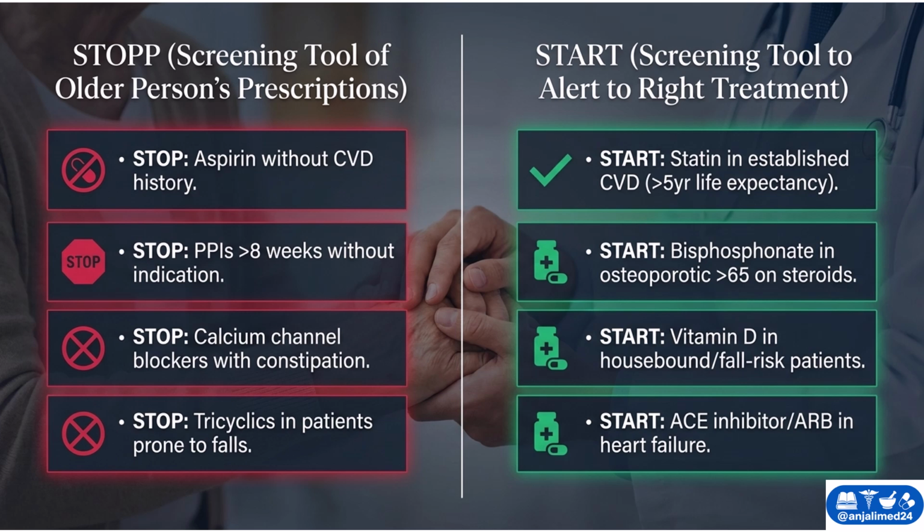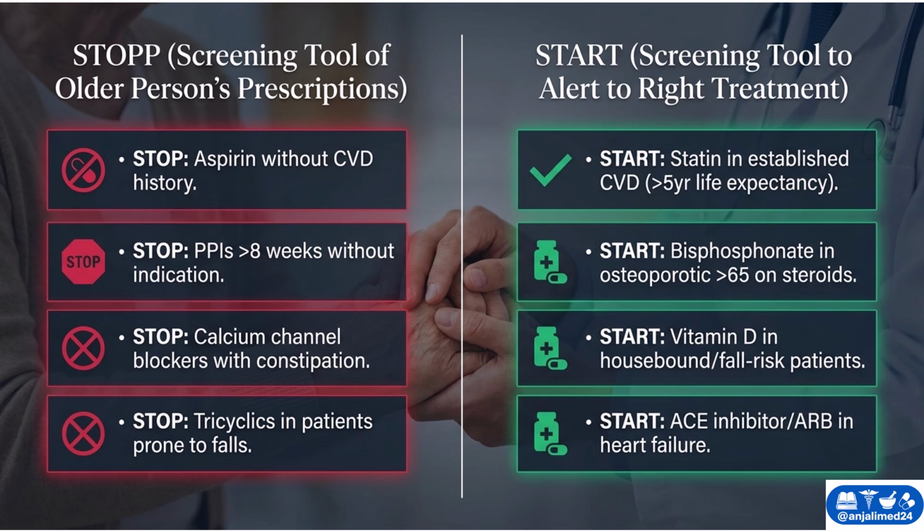Another important STOPP example involves calcium channel blockers in patients with chronic constipation. These drugs can worsen bowel motility problems, leading to discomfort, fecal impaction, and hospitalization in frail elderly individuals. Finally, tricyclic antidepressants should generally be avoided in patients prone to falls. These medications cause sedation, orthostatic hypotension, and anticholinergic effects, dramatically increasing the fall and fracture risk.